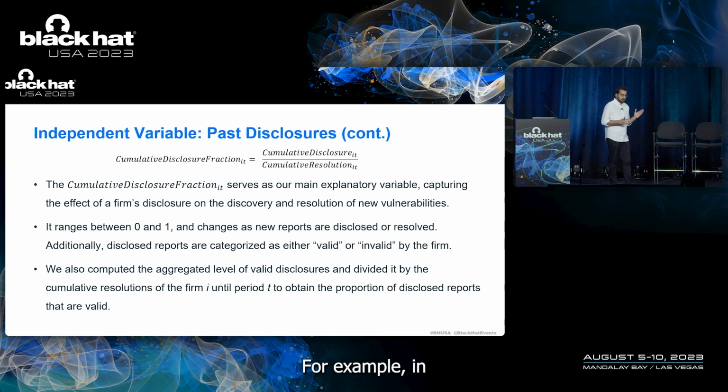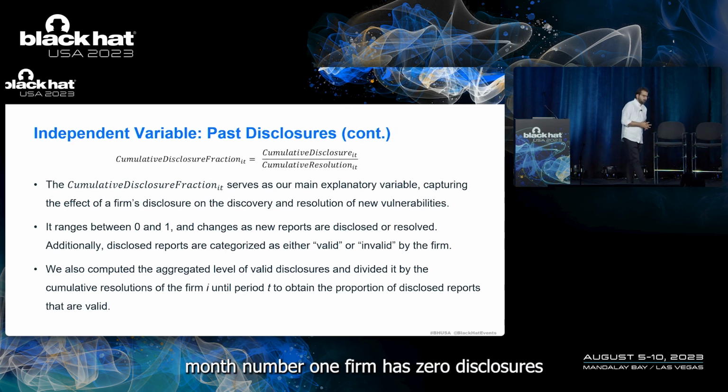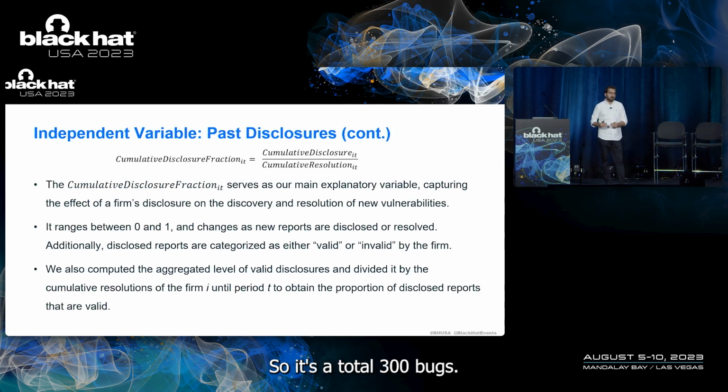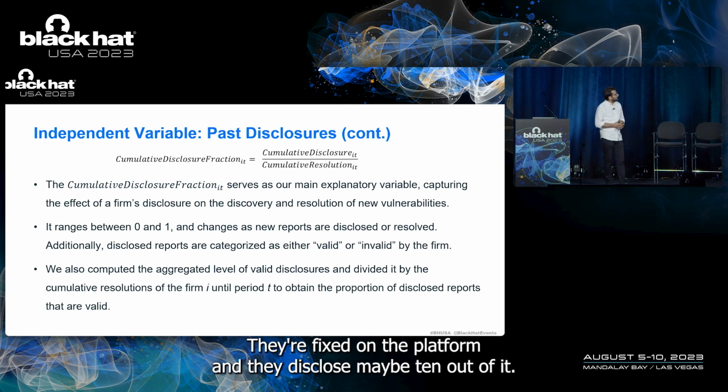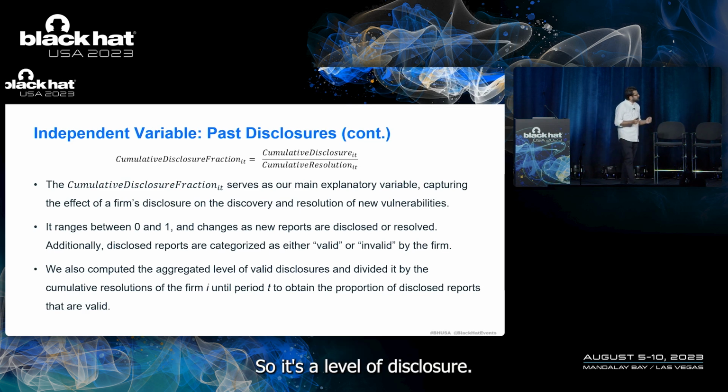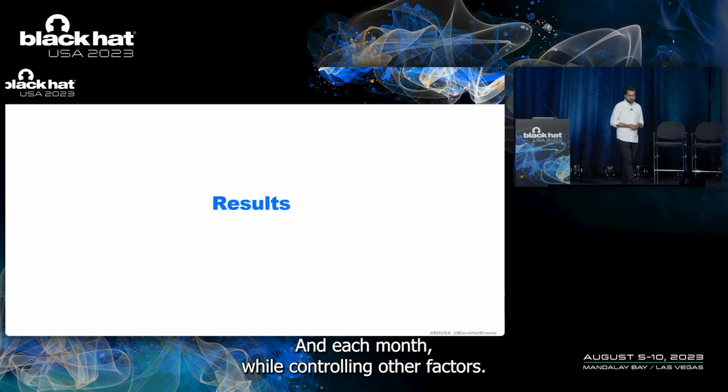For example, in month number 1, a firm has 0 disclosures, and they resolved 100 bugs in the first month. In the second month, they resolved maybe 200 more bugs, so a total of 300 bugs fixed on the platform, and they disclose maybe 10 of them. So I will divide 10 over 300, something like that. So it's the level of disclosure in each month while controlling for other factors.